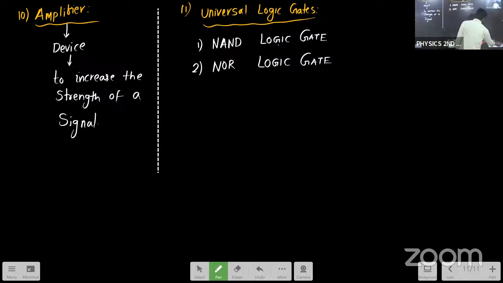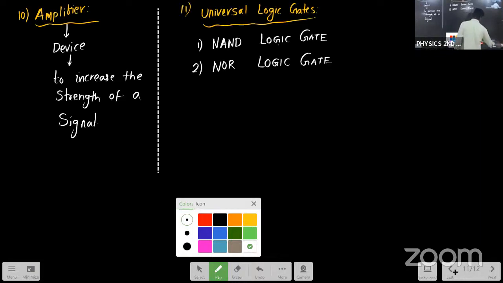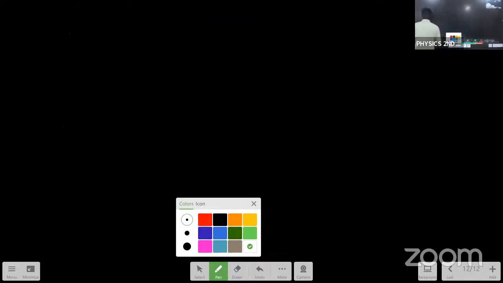And the last question, which we will be discussing from the semiconductor devices, is, what is the difference between NAND gate and AND gate? Already we have discussed this. So see here. The last question, I think the 12th question. Yeah, the 12th question.